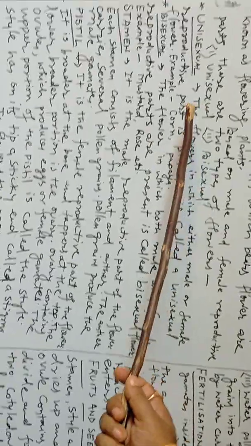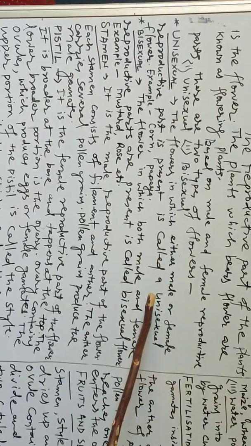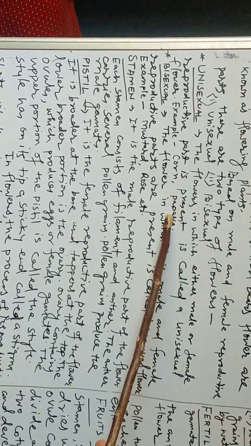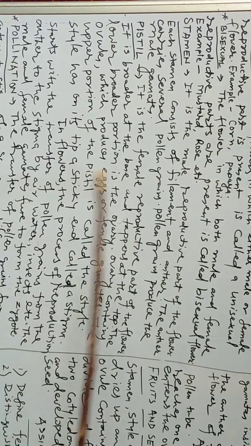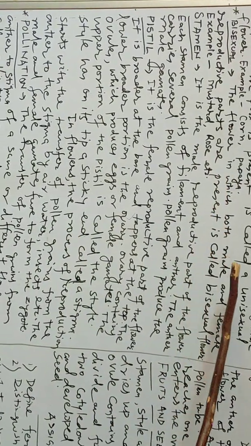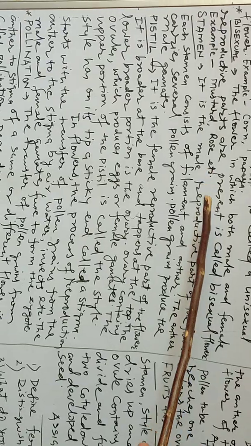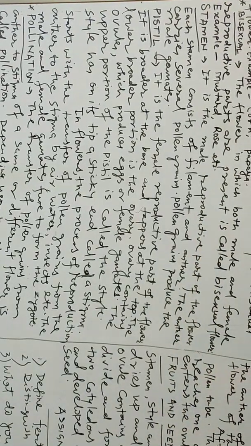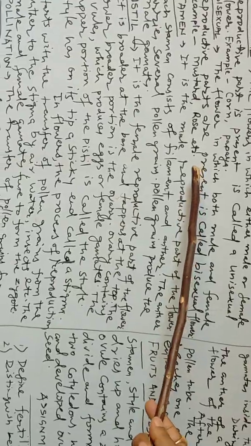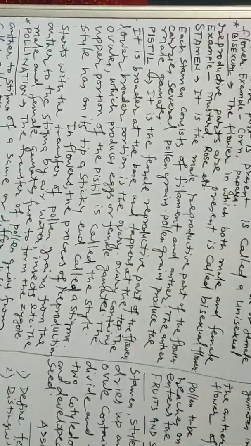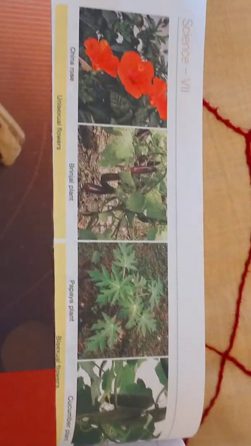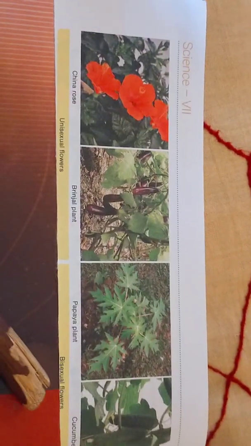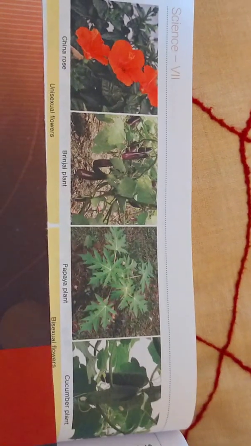In case of unisexual flowers, the flower in which either male or female reproductive part is present is called a unisexual flower. Example, corn and papaya. Bisexual flowers, the flower in which both male and female reproductive parts are present, is called a bisexual flower. Example, mustard, rose. Let us see the diagram also of the unisexual and bisexual flowers. Let us see the structure of unisexual flowers like China rose and brinjal plant, while the bisexual flowers are papaya plant and cucumber plant.